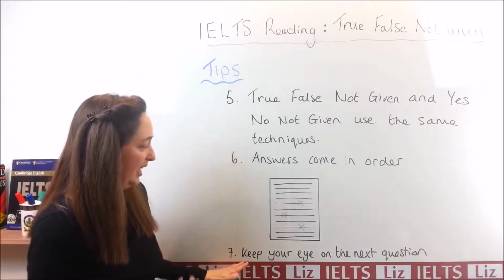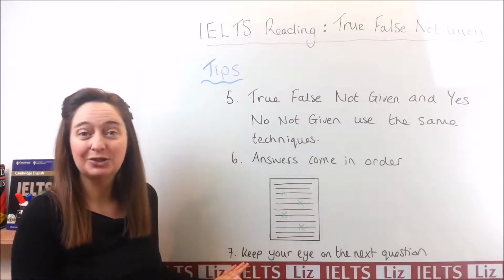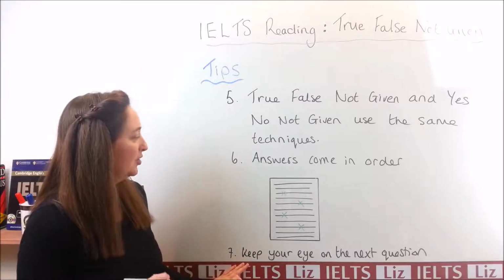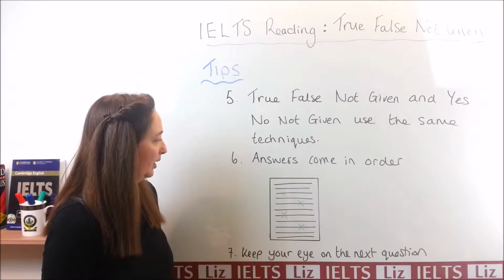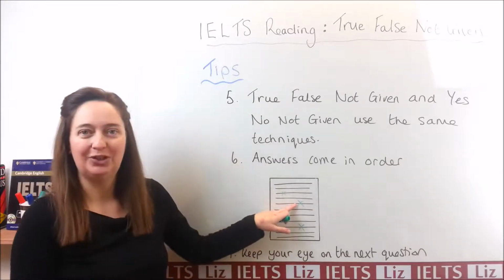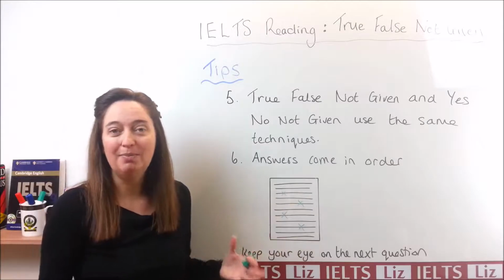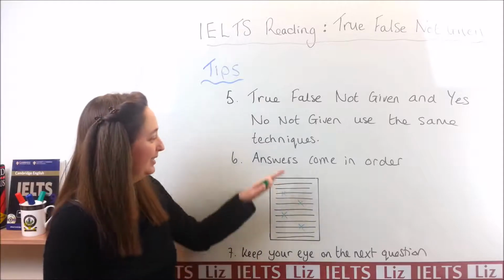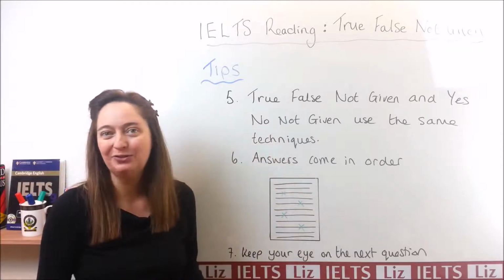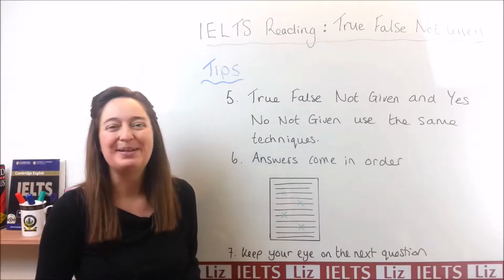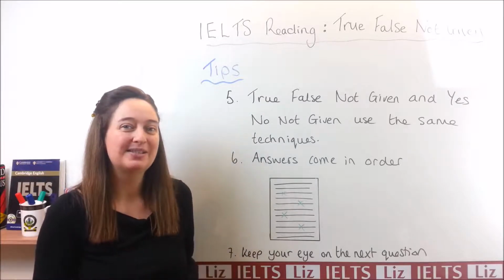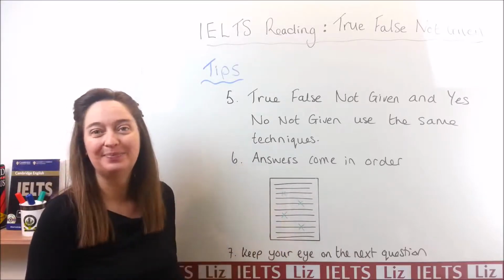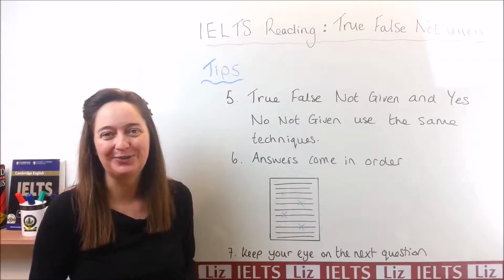It also means that you need to keep your eye on the next question coming, not just the question that you're doing at the moment. So, for example, we know this is question number 1, and we're trying to find question number 2. Now, question number 2 might be not given. And if it's not given, many students read the whole passage to try to find it. Well, don't do that, because question number 2, the answer must come between number 1 and number 3. It cannot come after. So don't waste time trying to find the true, false, not given.